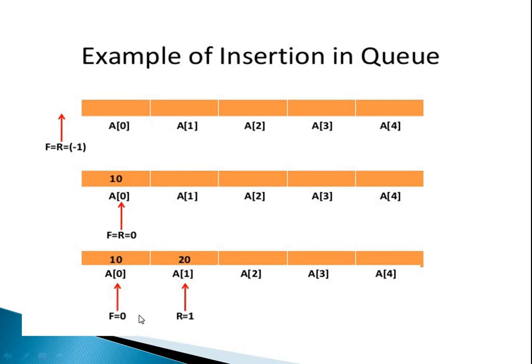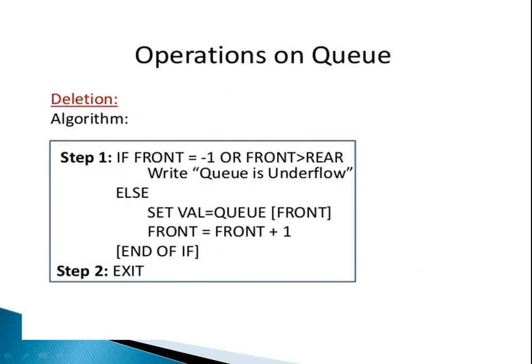If front equal to 0 and rear equal to 1, in this case also we can insert the new element. Why? Because if you want to add the new element, it will be added at the rear plus 1 position. So here rear equal to 1, so it will be added at the second position. So rear equal to rear plus 1, it will become 2. So this is the scenario of how insertion takes place in the queue.